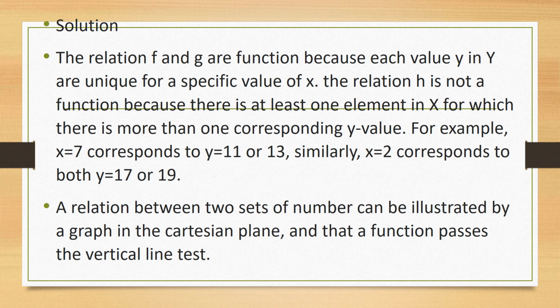So as you can see here, f and g are functions because the value of x doesn't repeat in the set of ordered pairs, while h is not a function because the value of x repeats in another ordered pair. For example, x is equal to 7 corresponds to y is equal to 11 or 13. Similarly, x is equal to 2 corresponds to both y is equal to 17 or 19.